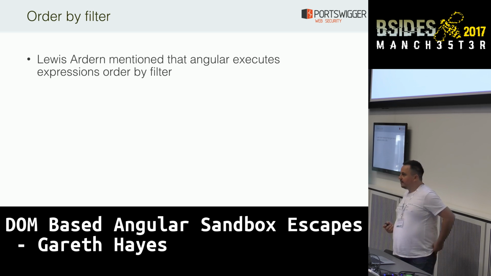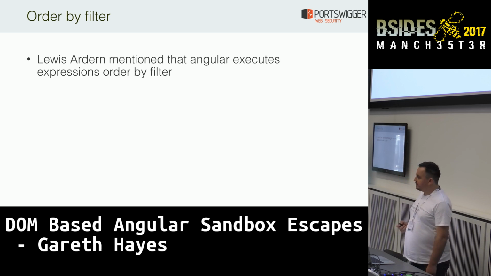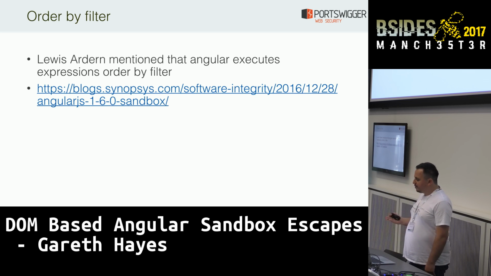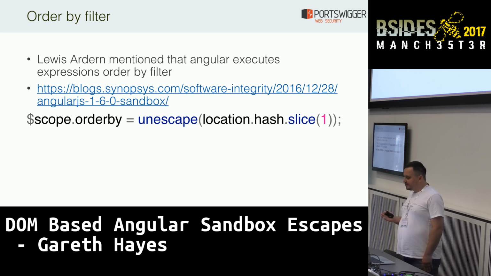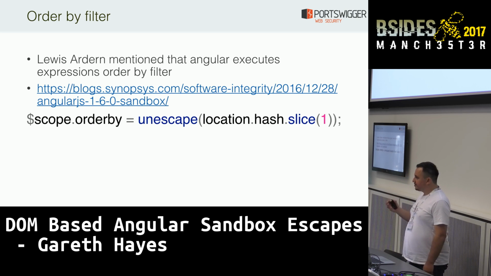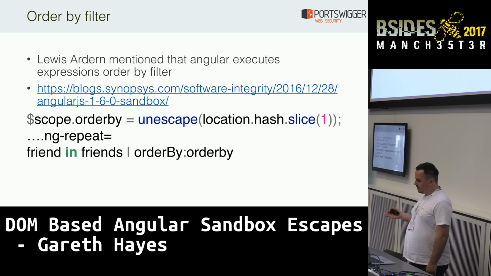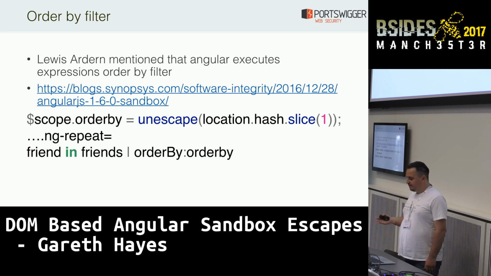After my talk in London about JSON hijacking, Lewis mentioned to me that Angular executes expressions in an orderBy filter, which I found really fascinating. He did a blog post about it, which you can find there with some code samples. But basically what it boils down to is a developer might introduce something into the scope that takes data from the location.hash. And once they've got that data in an ng-repeat expression, you loop through the friends array. So friends is an array of objects.